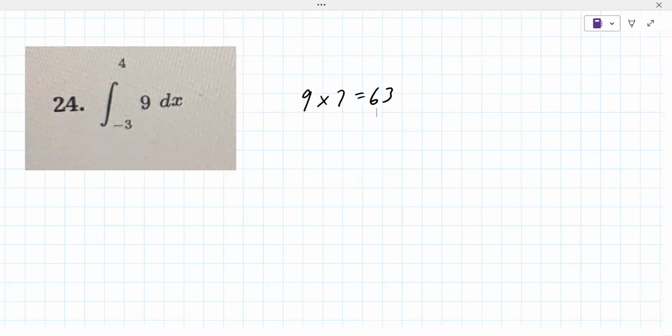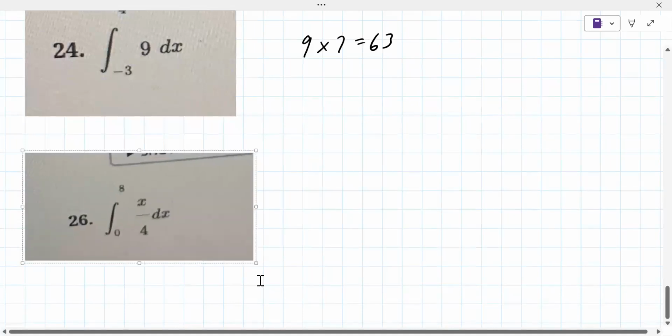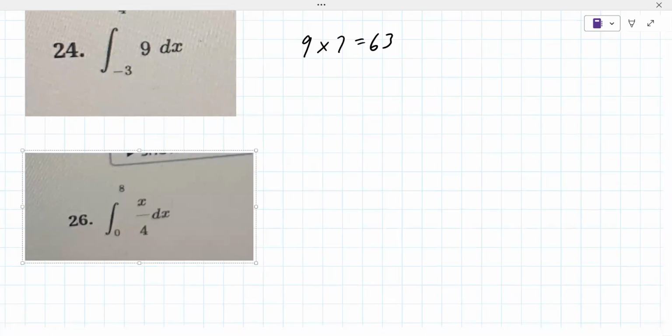And why don't you try 26? You want to sketch some sort of graph and maybe evaluate the first endpoint and the last endpoint.